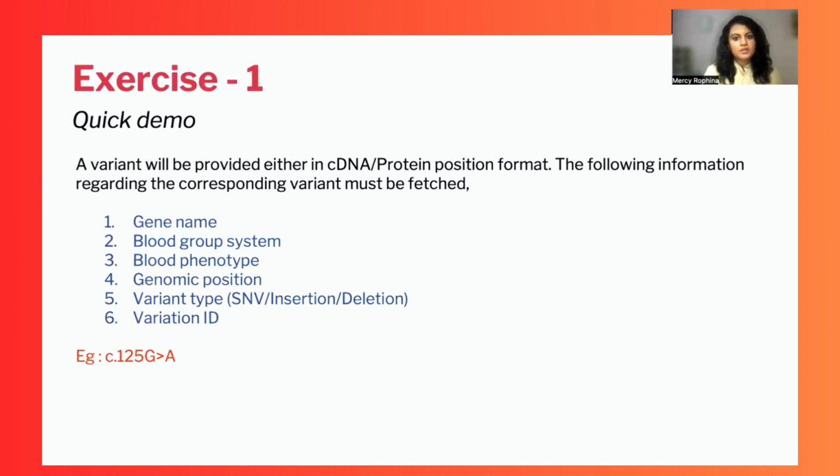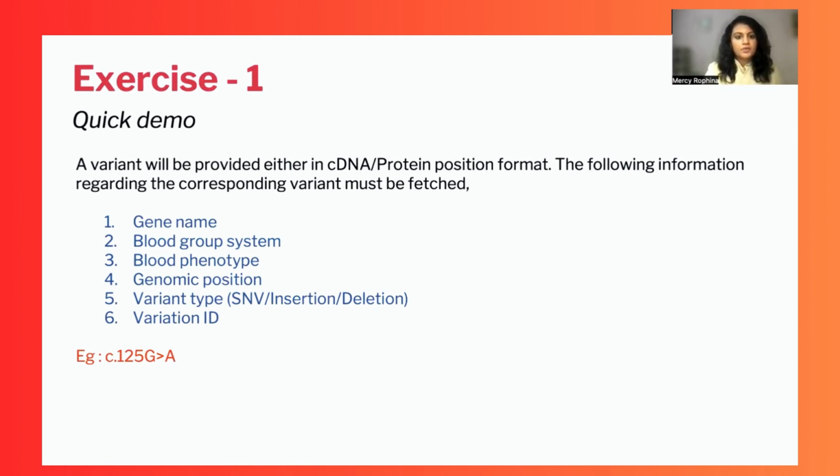So the clue here is to use the BGVAR database, use the particular variant which is given in the question, and fetch all the information. So what are all the information that is needed? Gene name, blood group system name, blood phenotype, genomic position, variant type, is it a SNV, insertion or a deletion, and variation ID. So the variant which I am showing as a demo is this particular variant, 125G>A.